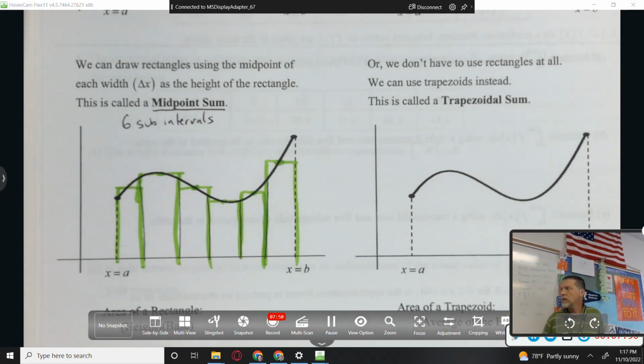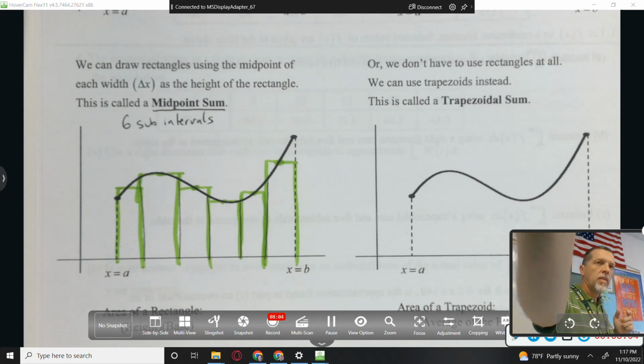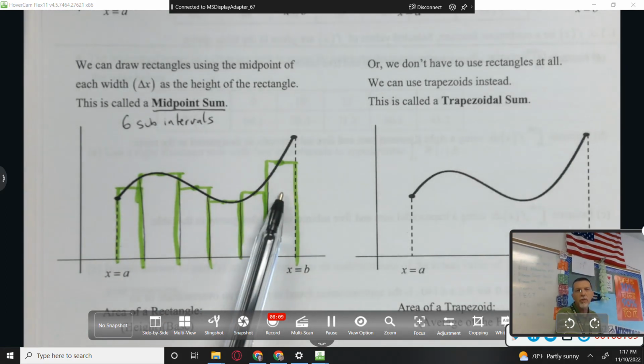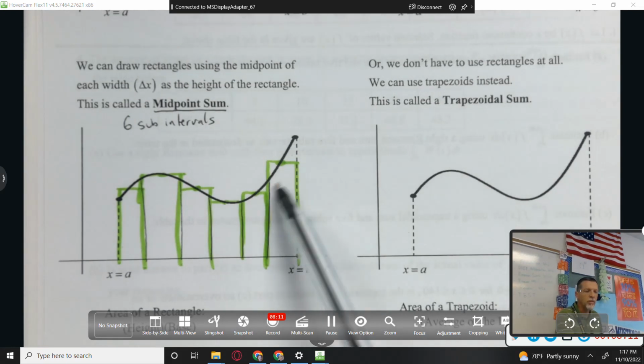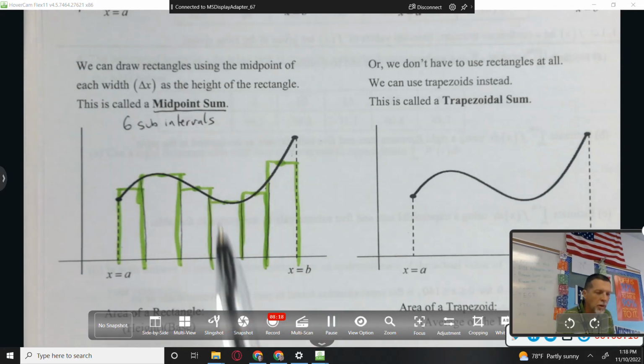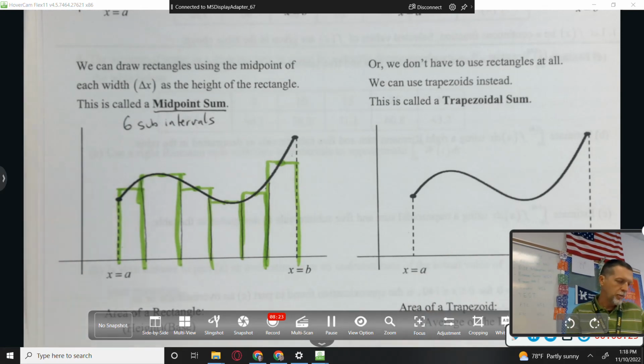Midpoint sum. And you might think that the midpoint is more accurate, especially on this one over here, because it looks like those two would kind of offset each other. So who knows, the midpoint might be more accurate. But there's a better way to get a more accurate result. We'll talk about that in a minute.